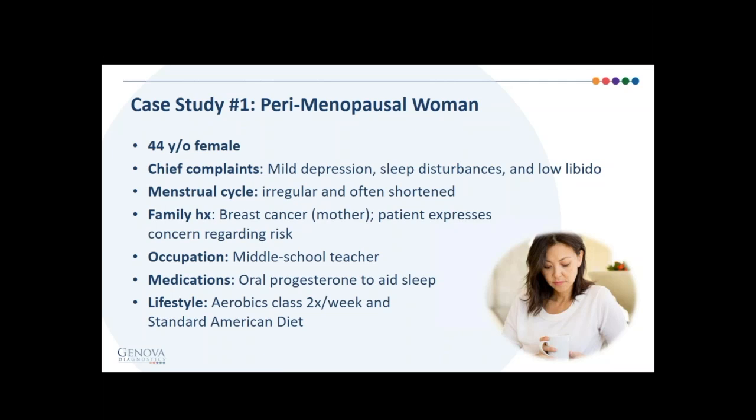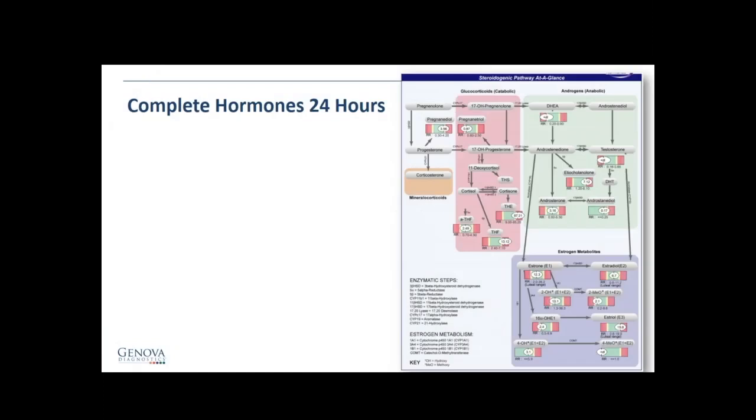Her family history: breast cancer, mother, so risk factors to take into account. Patient expresses concern regarding risk. Her occupation, she's a middle school teacher. I was a middle school teacher for a week. That is stressful. Medications: oral progesterone to aid sleep. Lifestyle: aerobics class twice a week, and a standard American diet. So she's taking progesterone. She's exercising, but not as much as we'd probably like to see, and she's probably going to need some dietary input here.